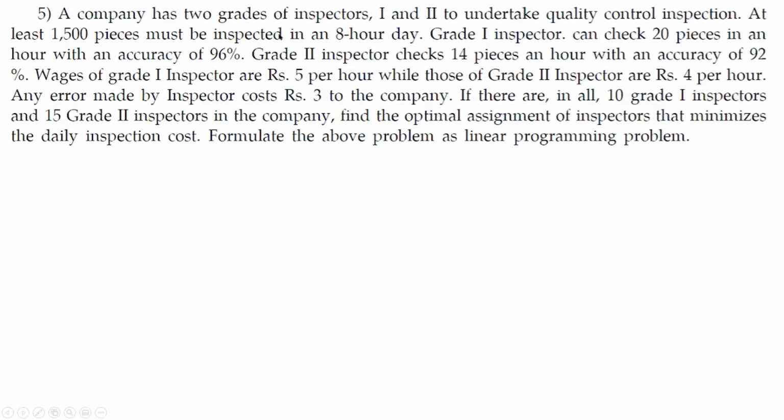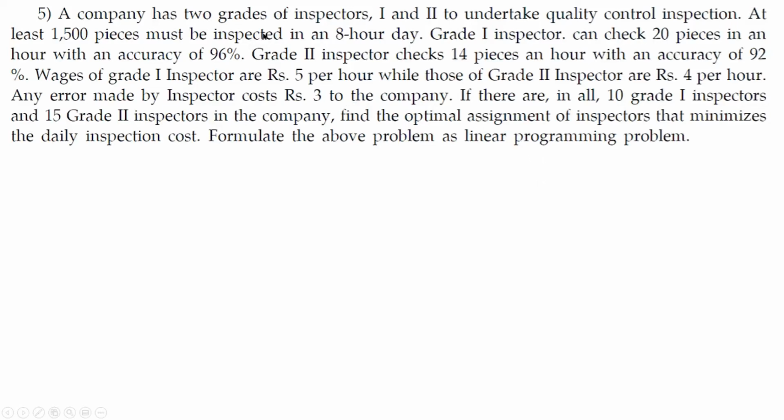A company has two grades of inspectors 1 and 2 to undertake quality control inspection. At least 1500 pieces must be inspected in an 8-hour day. Grade 1 inspector can check 20 pieces in an hour with an accuracy of 96%. Grade 2 inspector checks 14 pieces an hour with an accuracy of 92%. Wages of grade 1 inspector are rupees 5 per hour, while those of grade 2 inspector are rupees 4 per hour. Any error made by an inspector costs rupees 3 to the company. If there are in all 10 grade 1 inspectors and 15 grade 2 inspectors in the company, find the optimal assignment of inspectors that minimizes the daily inspection cost. Formulate the above problem as a linear programming problem.